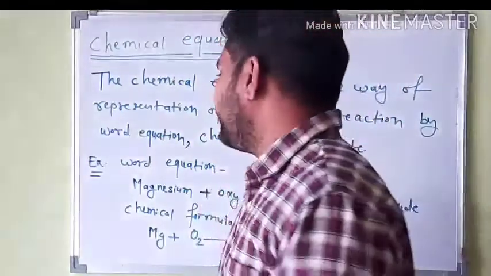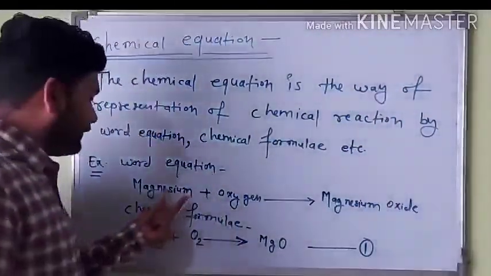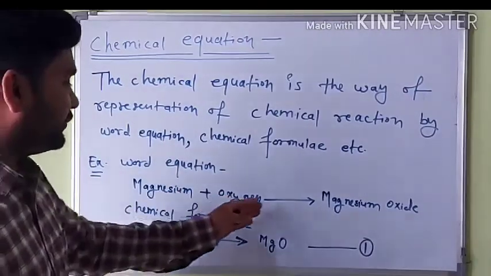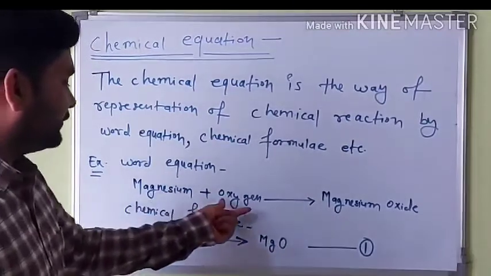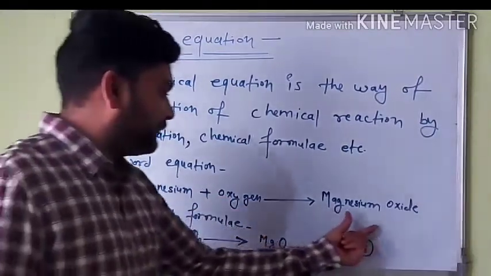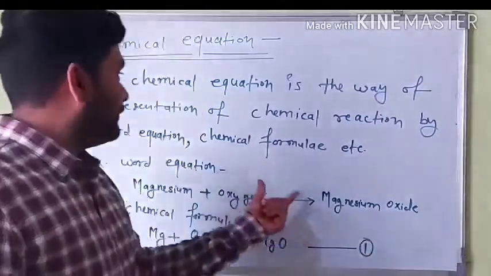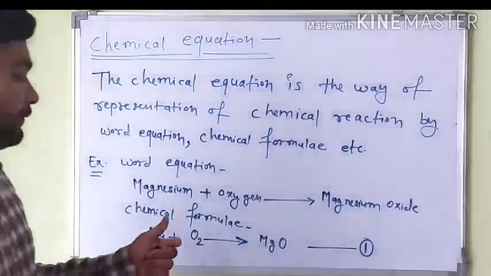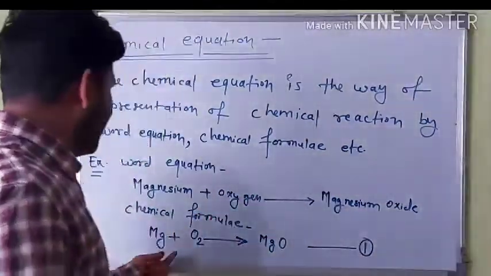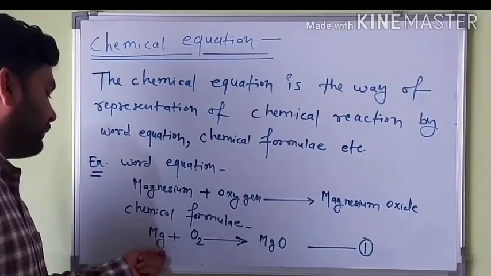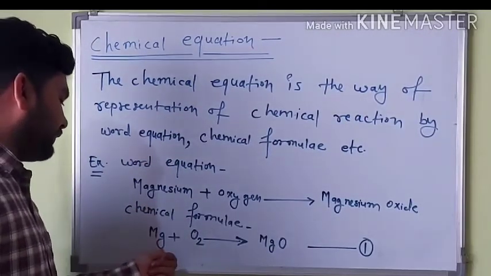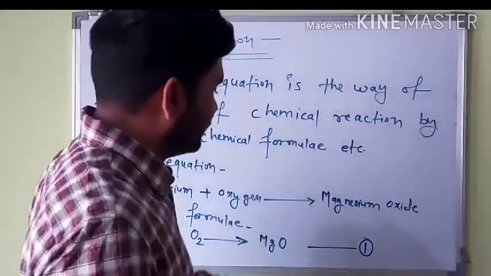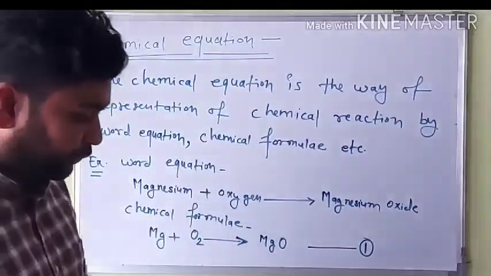So what is the word equation? The word equation is when we write elements in the form of words, just like magnesium plus oxygen. When magnesium is burned in the presence of oxygen, it gives us magnesium oxide. It is a representation of a chemical equation by words, which is very concise for us. It can also be in the form of a chemical formula. So magnesium is written as Mg and oxygen is written as O2, and it gives us magnesium oxide. Equation number 1. Okay, dear students.